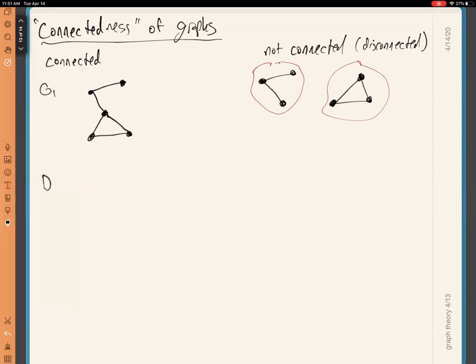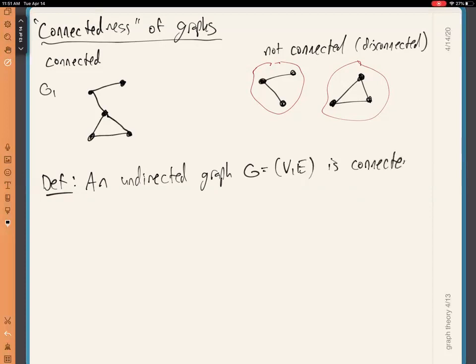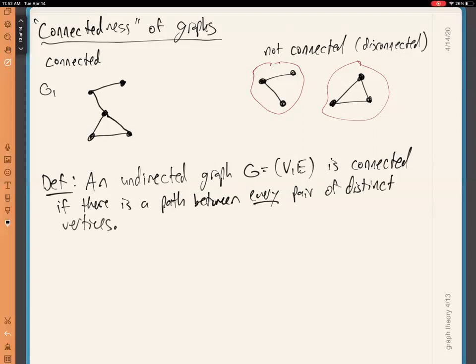Okay, and so what's the formal definition then? Well, let's only begin with undirected, and then we'll modify this to make it work for a directed graph. So an undirected graph G is connected if there's a path between every pair of distinct vertices. Right, not just between one pair, but between every pair of distinct vertices. Right, so this notion of a path, which we just defined earlier in the lecture, is used to define connectedness.